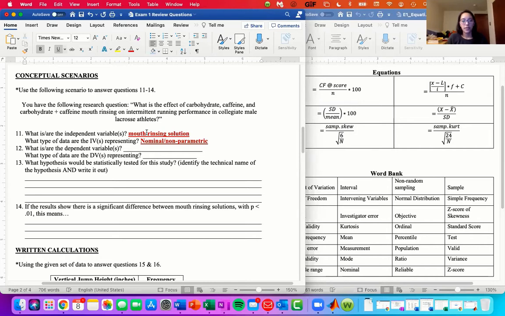But it's nominal because we are creating categories, right? Let's say we sampled 30 people. We put 10 people in the carbohydrate group, 10 in the caffeine group, and 10 in the carbohydrate plus caffeine mouth rinsing group. So they're how we categorize people within our study. What is or are the dependent variable or variables?